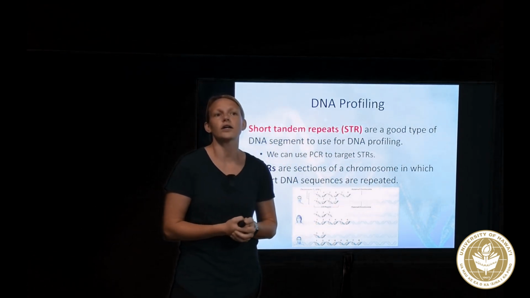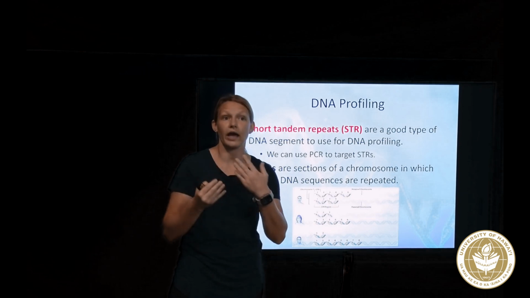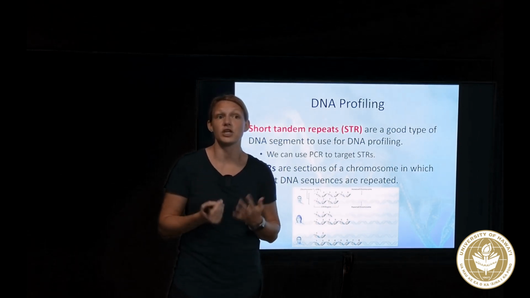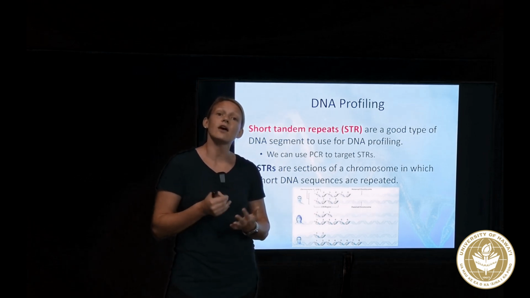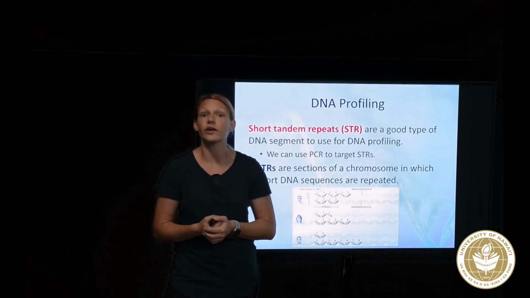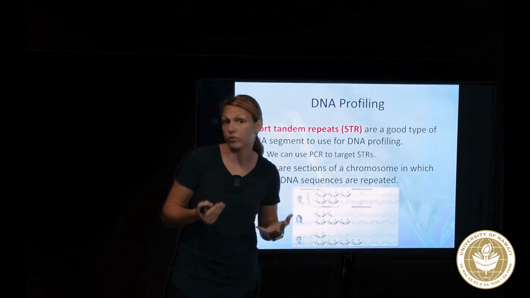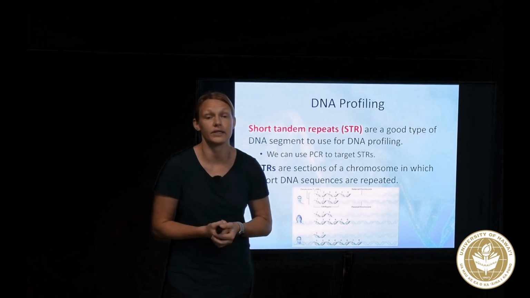So those STRs are in the same places along everybody's chromosomes, but they're repeated a different number of times in each individual. So the length of that STR region is going to vary from person to person. And this allows us to essentially fingerprint people based on their DNA.